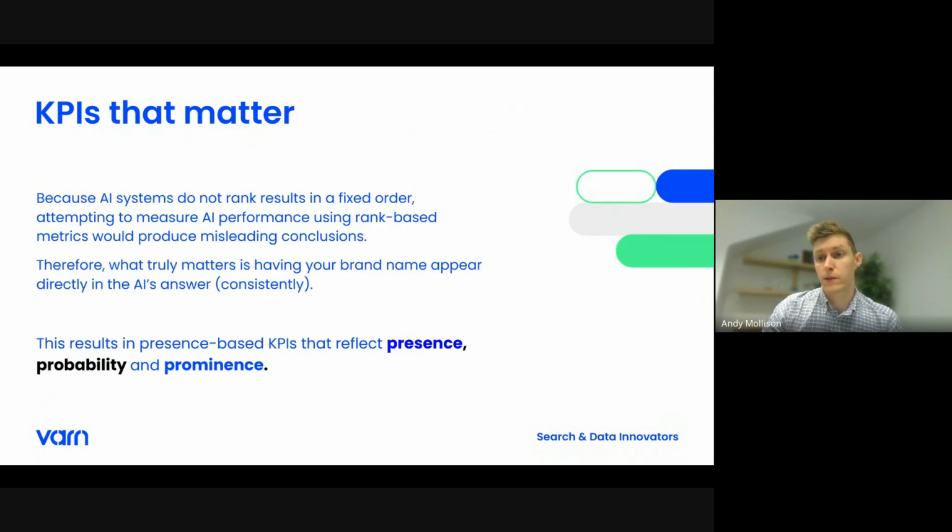So what we need to measure is, let's say, brand mentions, but also citations. But also things like how often we are shown in the first position, or what our share of voice is, essentially, for that particular prompt or that particular topic. So we measure things called presence, probability, and prominence, which I'll go through shortly to show you how we do that.